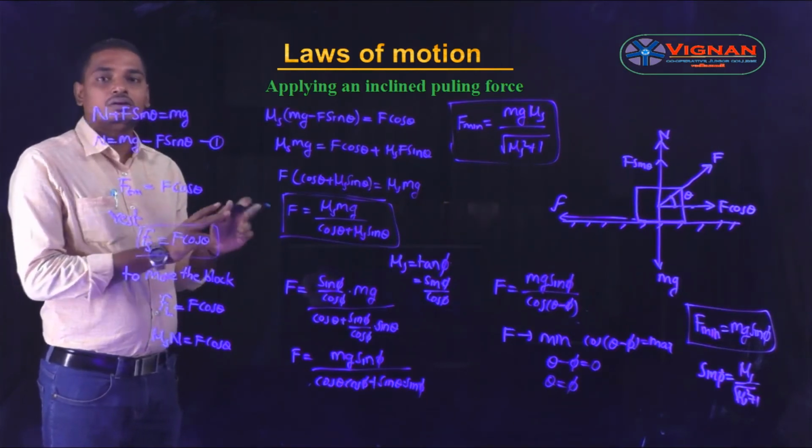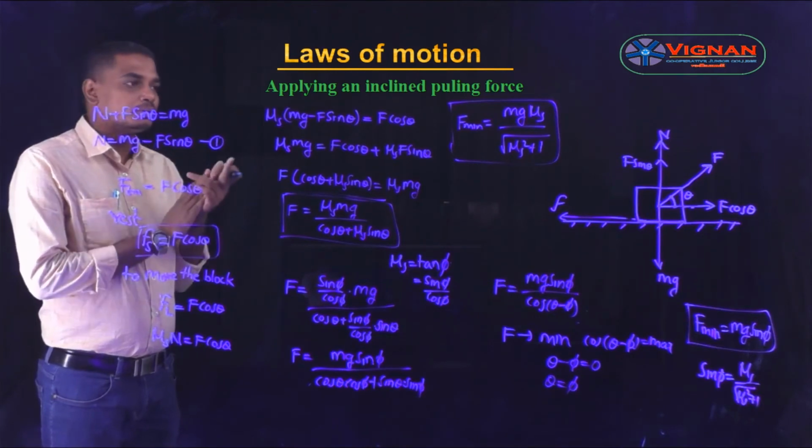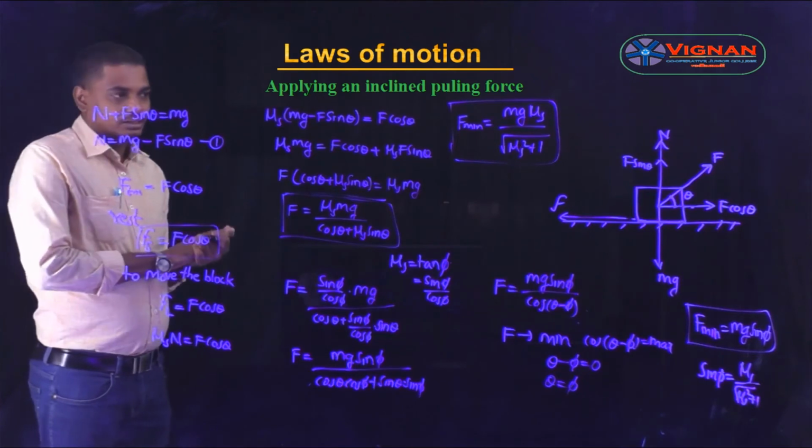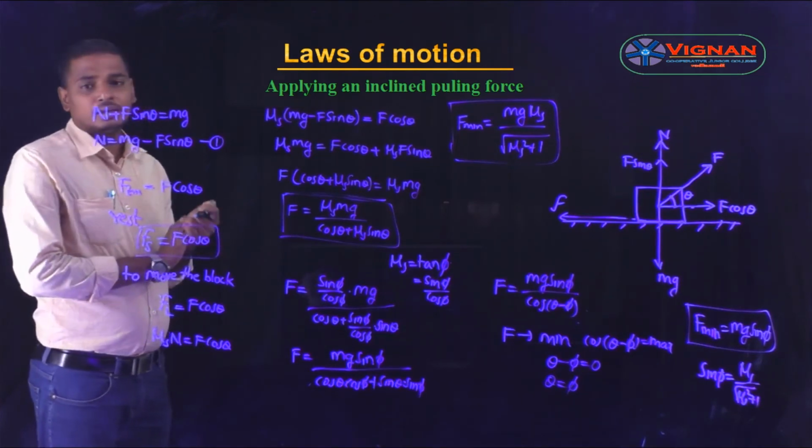Theta should be equal to the angle of friction. Then the minimum force is equal to mg mu s by root over mu s square plus 1, which is the minimum pulling force required to pull the block.